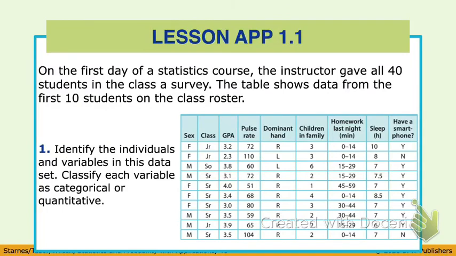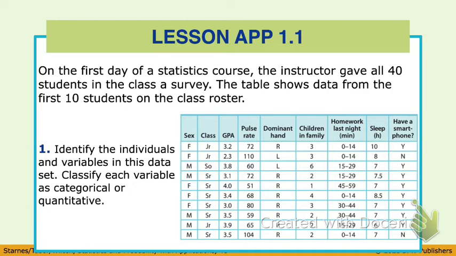All right, now we're going to apply what we have learned. So we have our first lesson application. What are my classmates like? On the first day of statistics course, the instructor gave all 40 students in the class a survey. The table shows data from the first 10 students on the class roster. Identify the individuals and variables in this data set and classify each variable as categorical or quantitative.